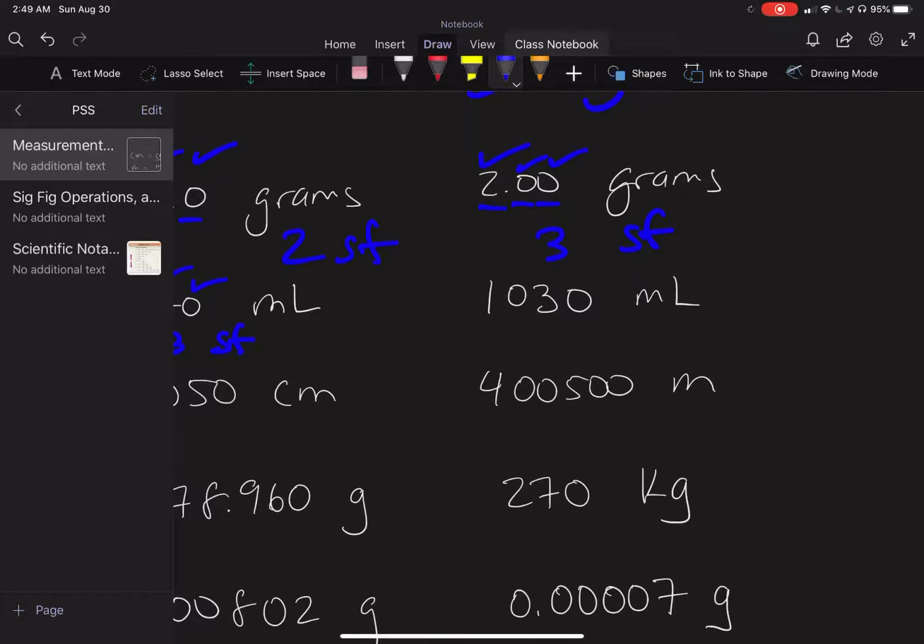Next one, 1,030 milliliters. So the 1 and the 3 count. This zero counts because it's being sandwiched, but this zero over here, this one actually does not count. That's what we call a placeholder zero. It's just telling us that we have something close to 1,000 milliliters instead of only 100 milliliters. So with this example, we're only going to have 3 sig figs.